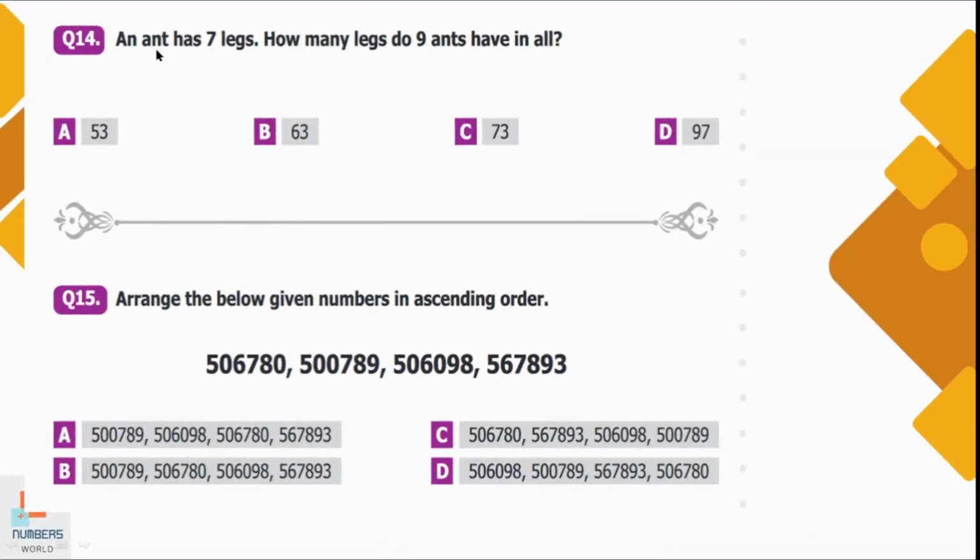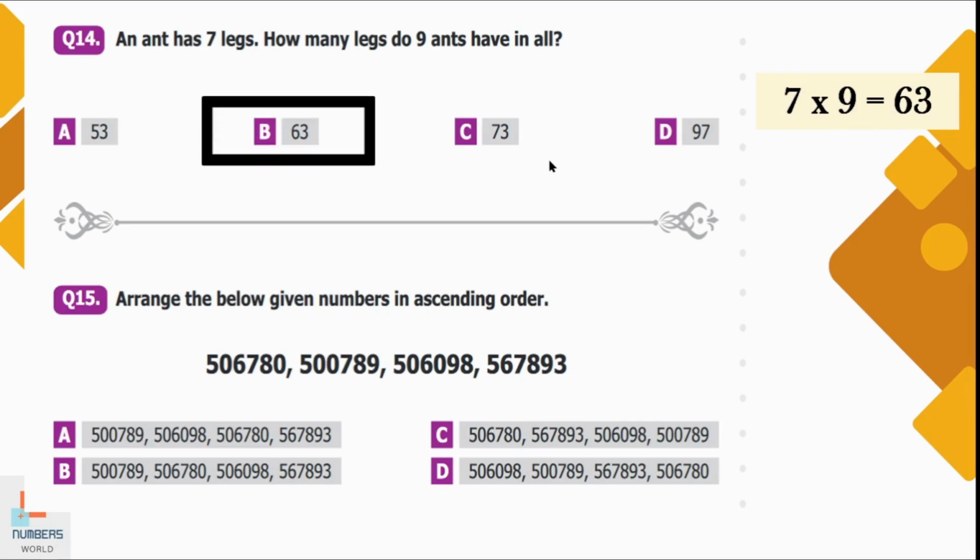Question number 14. An ant has 7 legs. How many legs do 9 ants have in all? So one ant has 7 legs and there are 9 ants in total. So 9 sevens are 63. So option B is the correct option here.